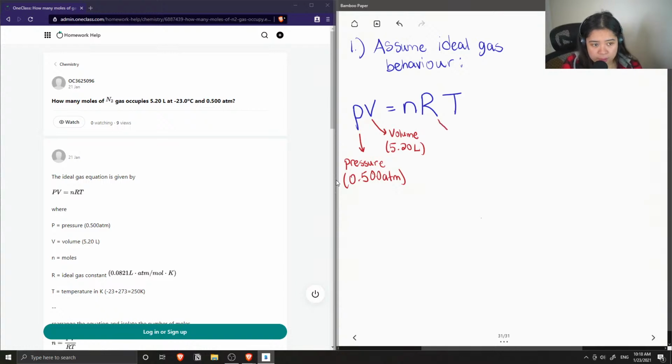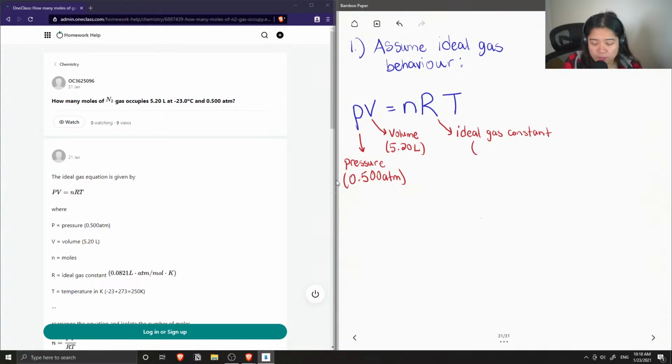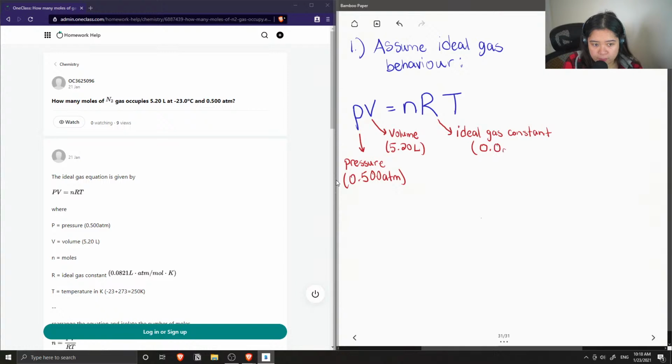But the R is known as the ideal gas constant. So depending on the units, R can have different values. But for this question, we're going to use the value 0.0821. And the reason why is because its units are in liters times atm divided by mole times Kelvin. So since our volume is in liters and our pressure is in atm, then we can use this ideal gas constant.